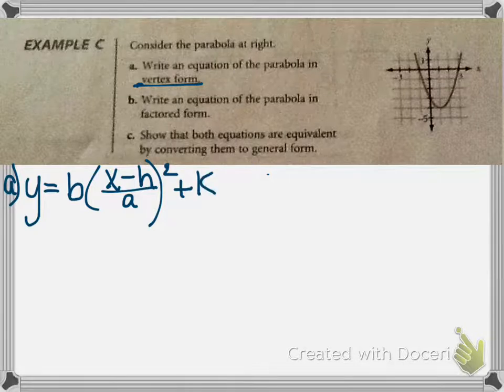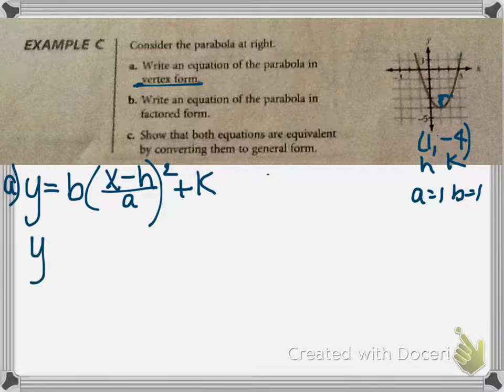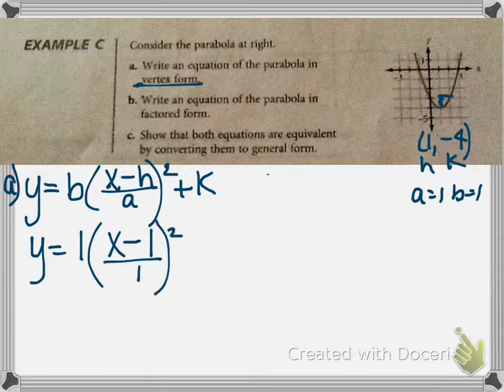So vertex form, finding the vertex, first of all I look, it's here at 1, -4. So there's my h and k. Finding another point on my graph, I'm going to go right here. It's up 1 over 1. So my A is 1 and my B is 1. So filling this in, y equals 1 times x minus 1 over 1 squared minus 4.